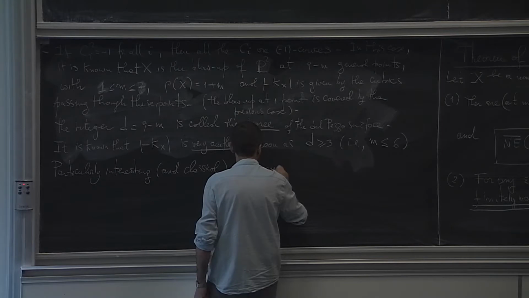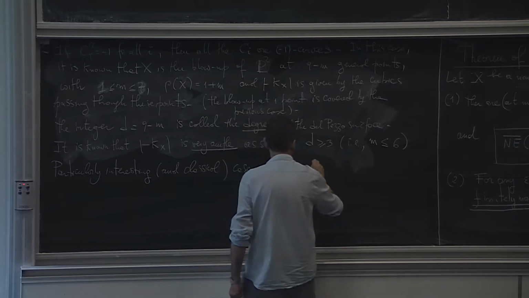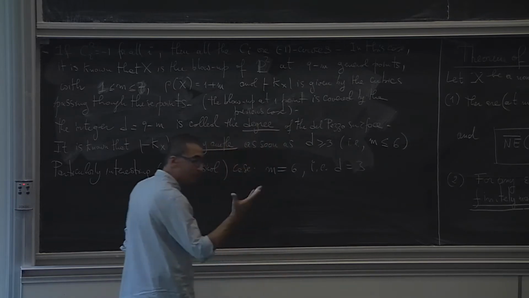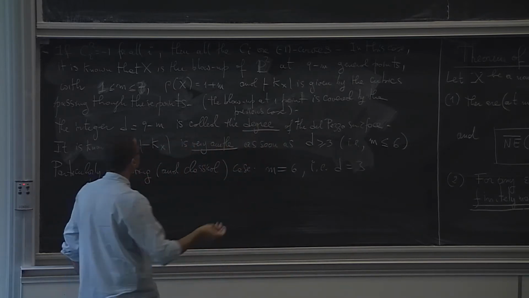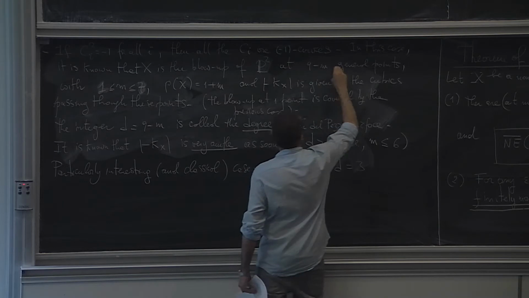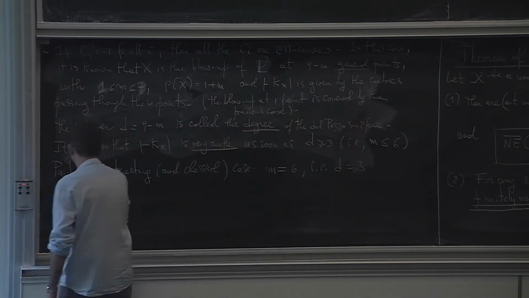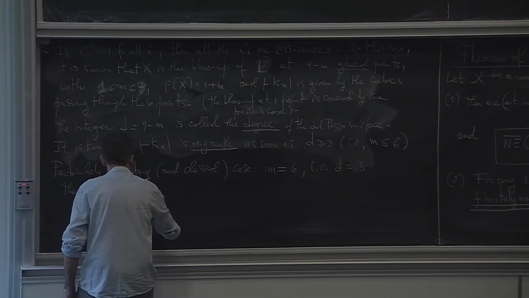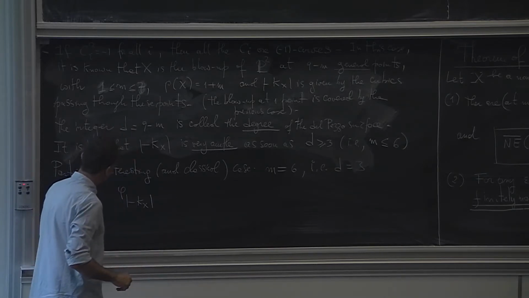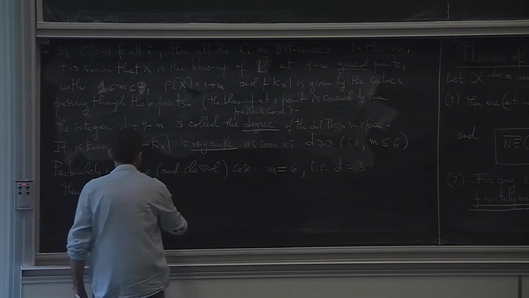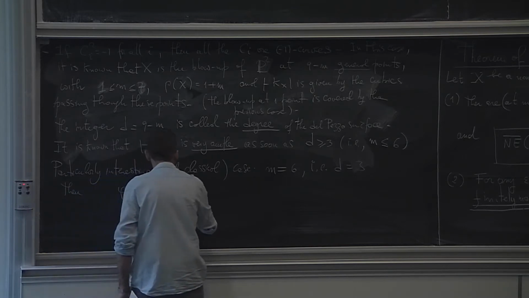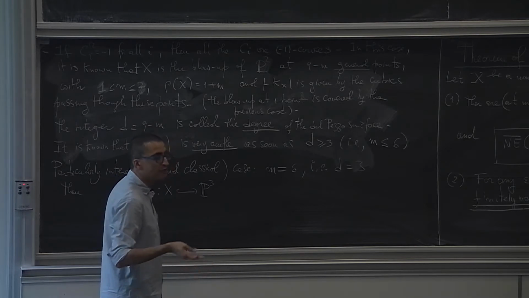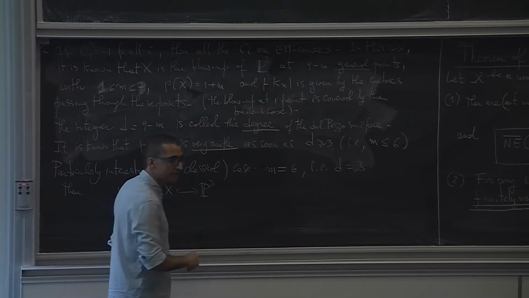M equals 6, D equals 3. So the blow up of P2 at 6 general points. These are general. Okay, general. So in this case, the very ample linear system minus KX defines an embedding of X in P3 as a surface of degree 3, as a cubic, a smooth cubic.